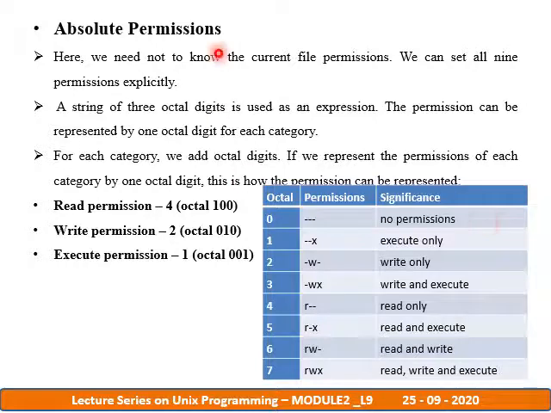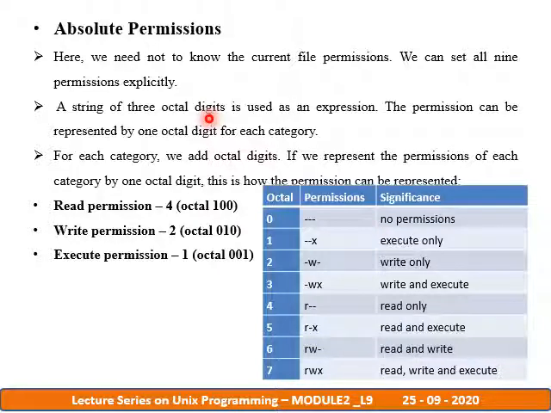A string of 3 octal digits is used as an expression instead of that expression. The permission can be represented by 1 octal digit for each category. So how many categories are there? 3 categories are there. So 1 octal digit will be assigned for each of the 3 categories. That is with the help of absolute permission.